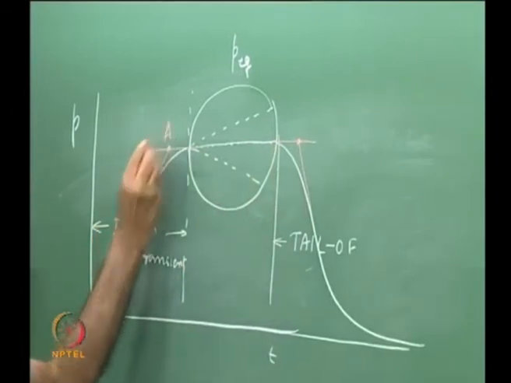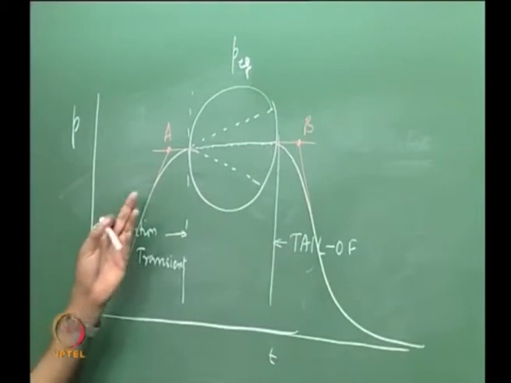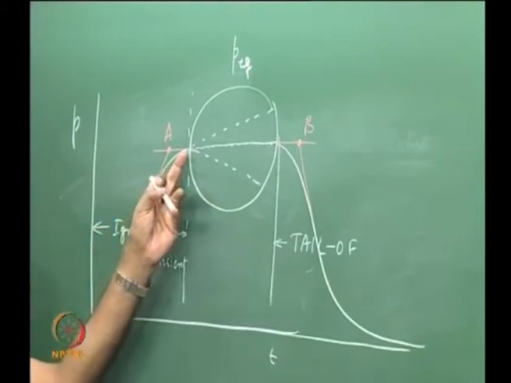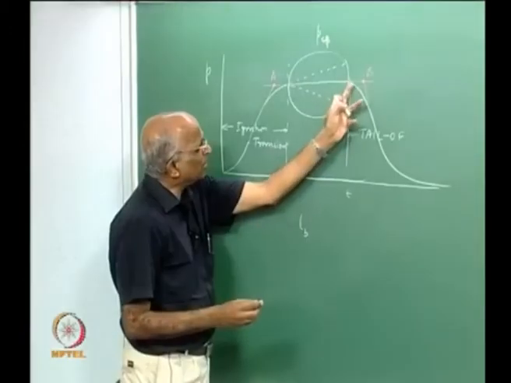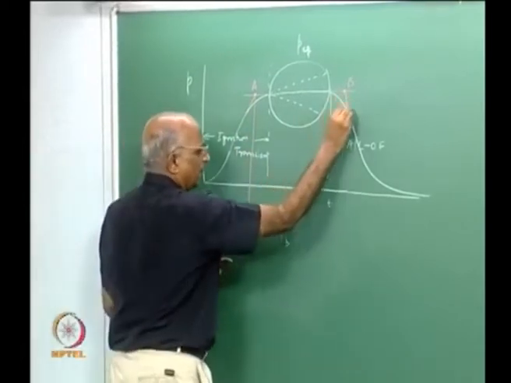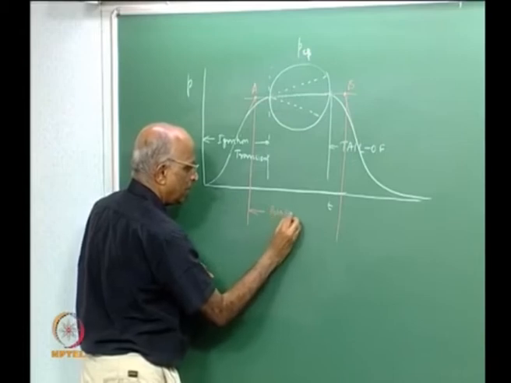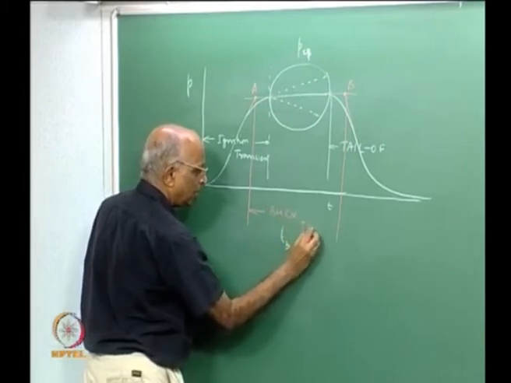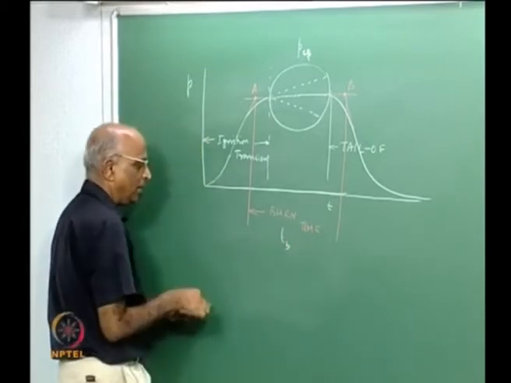I say this is point A, this is point B. And here also some burning is taking place, so the burnout is not sharp at this point, it would have been somewhere here. This particular distance from A to B is called the burn time, and it is denoted by Tb.